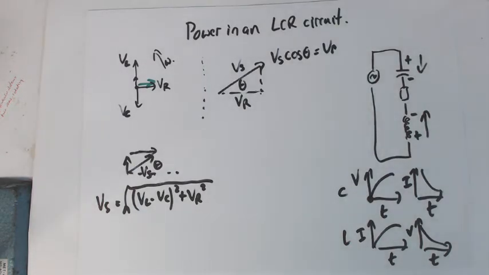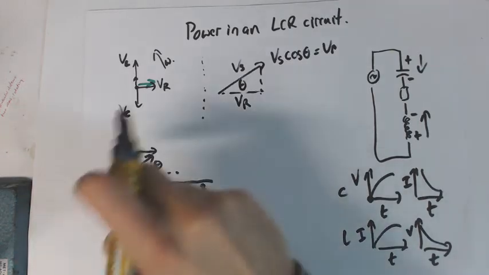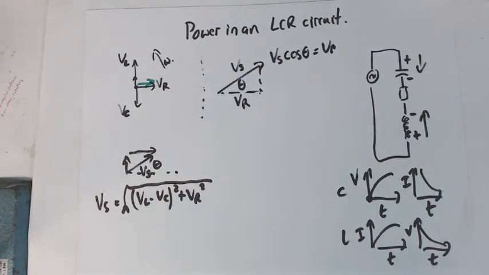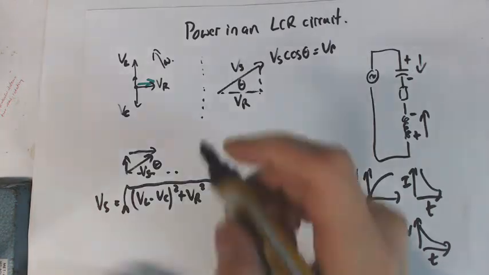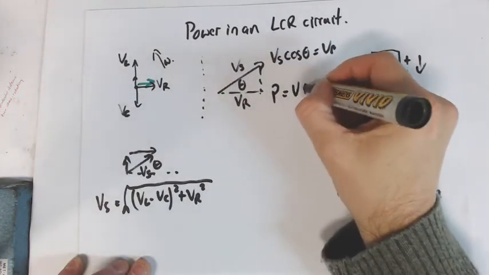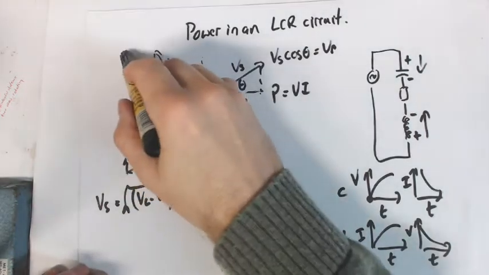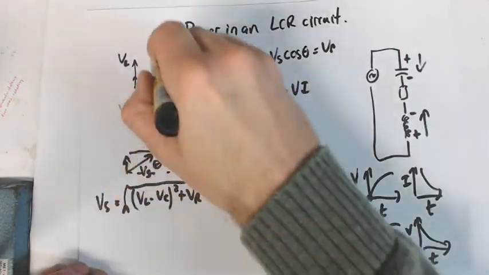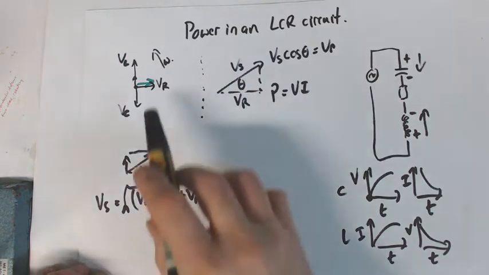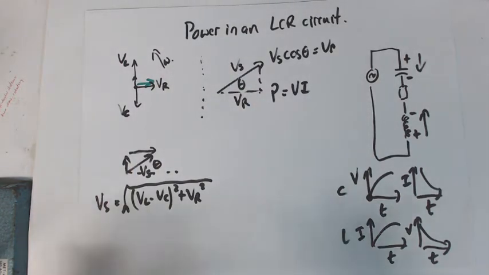Now, power in these circuits is only expended in the resistor. So we all know that power equals VI, but which V? We don't use the V on the inductor, we don't use the V on the capacitor, we don't use Vs. We just use the voltage on the resistor because that's the only component that's actually expending power as heat and losing power.